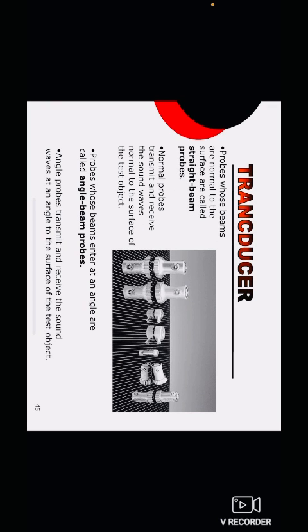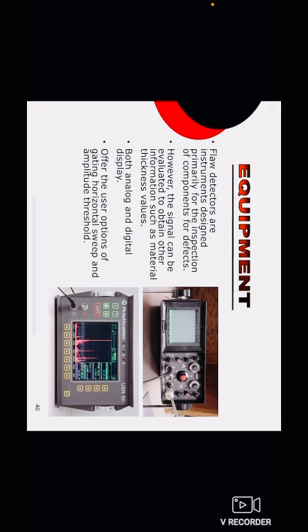Probes whose beams are normal to the surface are called straight beam probes. Normal probes transmit and receive the sound waves normal to the surface of the test object. Probes whose beams enter at an angle are called angle beam probes. Angle probes transmit and receive the sound wave at an angle to the surface of the test object. And now the equipment which is used in ultrasonic testing.